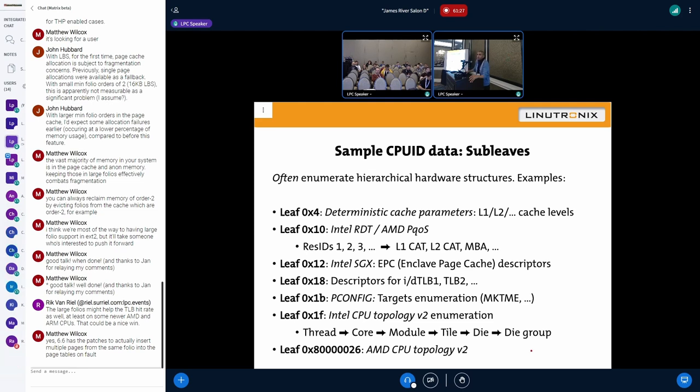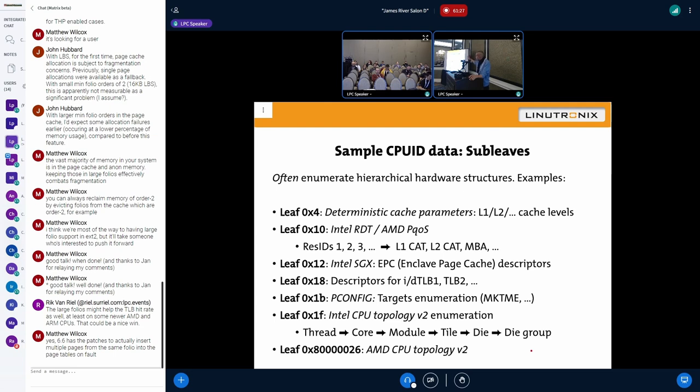Then, for example, leaf hexadecimal 10, this is the Intel Resource Director technology, AMD platform quality of service. In these there is a resource IDs hierarchy, and resource ID 1 is typically for cache segmentation at the L1 level, resource ID 2 is for cache segmentation at the L2 level, and so on. Yeah, and it goes on like that.